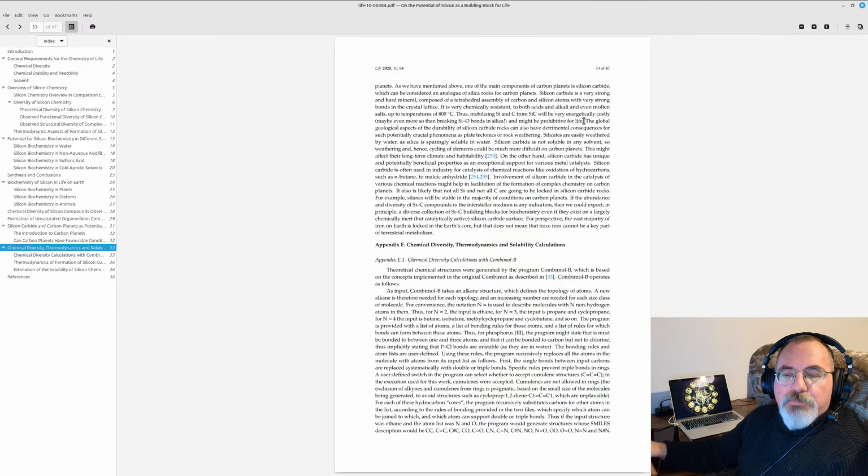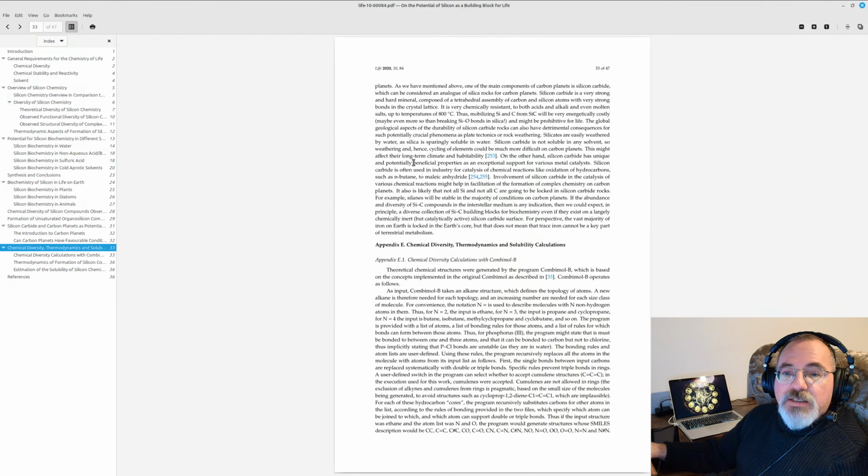Yeah, you don't say. The global geological aspects of the durability of silicon carbide rocks can also have detrimental consequences for such potentially crucial phenomena as plate tectonics or rock weathering. Silicates are easily weathered by water, as silica is sparingly soluble in water. Silicon carbide is not soluble in any solvent, so weathering, and hence cycling of elements, would be much more difficult on carbon planets. This might affect their long-term climate and habitability.